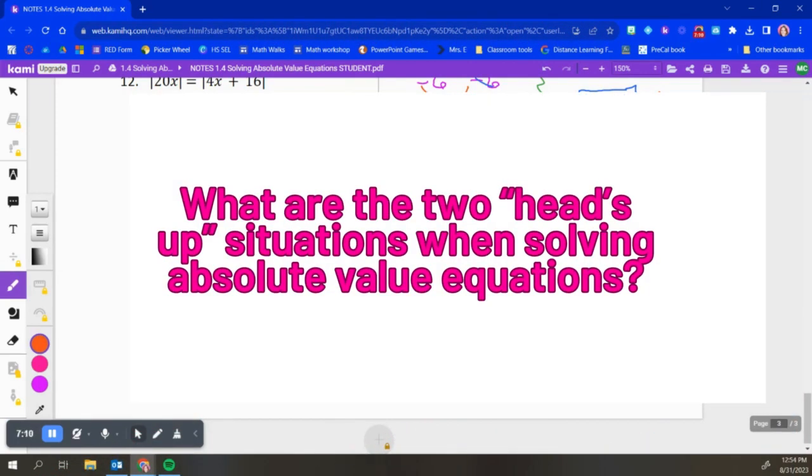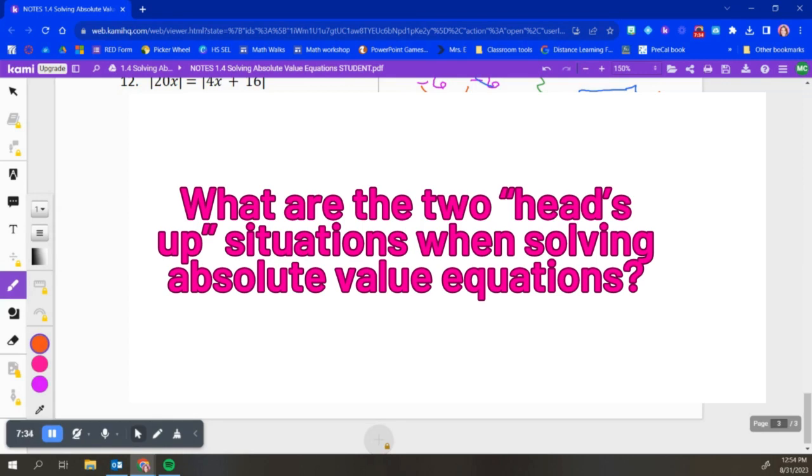Two situations you guys need to be heads up on when you're solving absolute value equations. The first one we ran into at the very beginning. Absolute value is a distance. So if the distance is negative, then what does that tell me? That is your no solution. Your second situation you need to be heads up about is when you have variables on both sides of the equation, you have to check your answers.